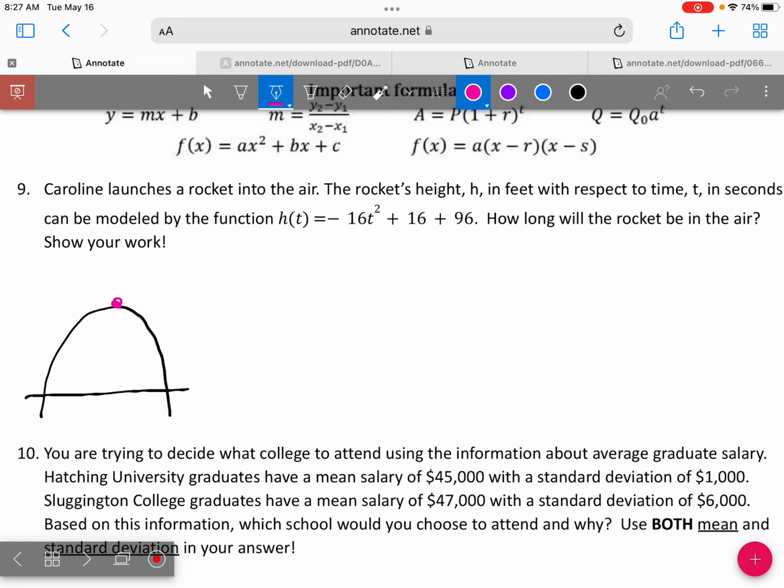Is it this guy, all the way up here? Do I want to know the time that it gets to the highest? No. What are we looking for? How long it'll be in the air? Yep. Which means I want to know when it does what? When it starts and when it lands. What are these 2 points called? Our roots.